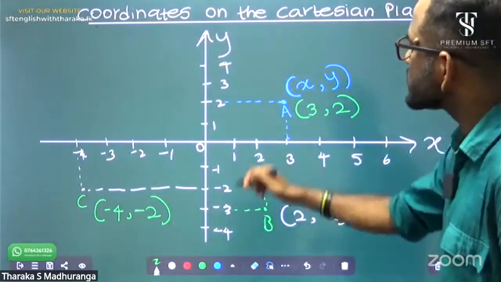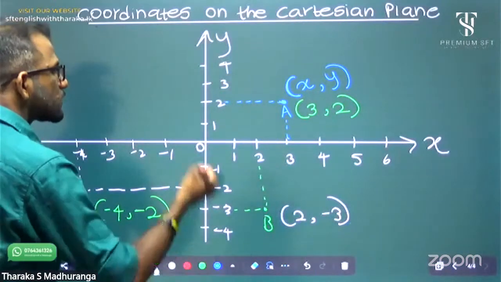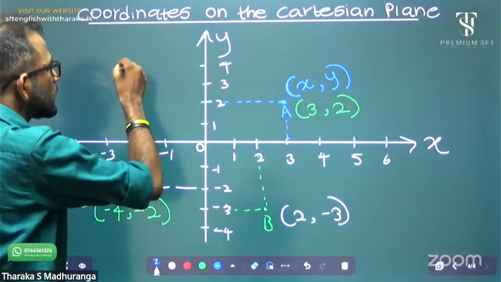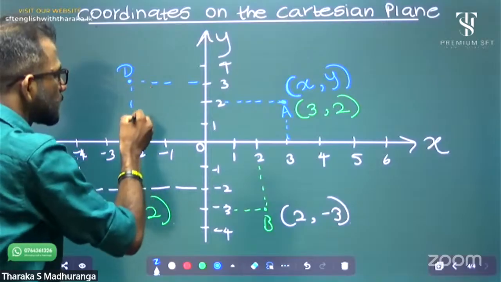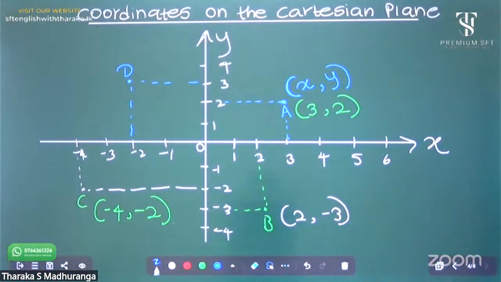Okay. Draw this again, write down these points, and write down the coordinates for point D.